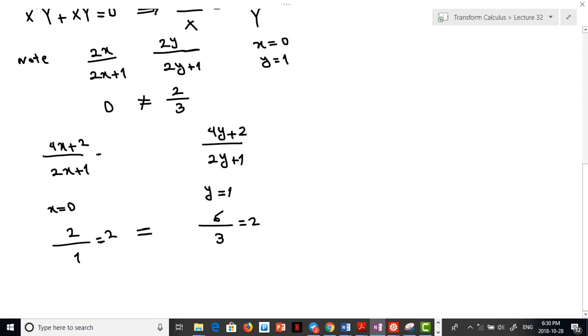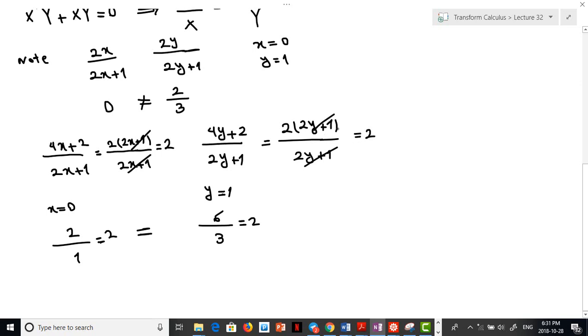Because in this case, the numerator is a multiple of the denominator. If I just factor 2 here, I have 2 times (2x plus 1), and here we have 2x plus 1. So they cancel. What is left? It's 2. The same here. If I just factor 2 here, we have 2 times (2y plus 1) divided by 2y plus 1. Cancel. So we have equal to 2.